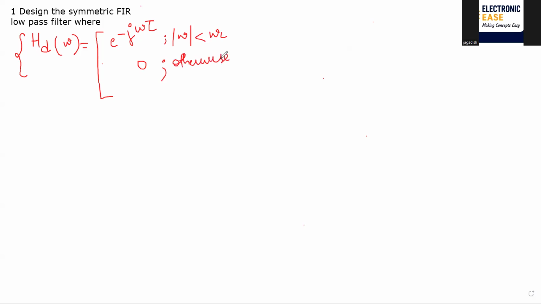They have given you the capital M value as 7, and omega c value as 1 radians per second. So angular frequency is denoted by radians per second. So using the rectangular window.